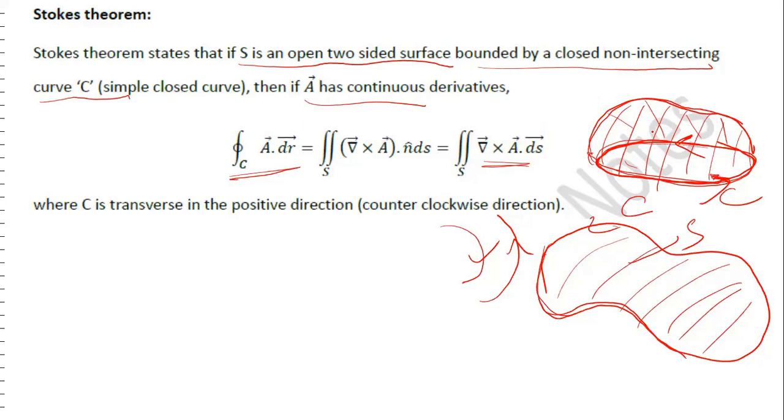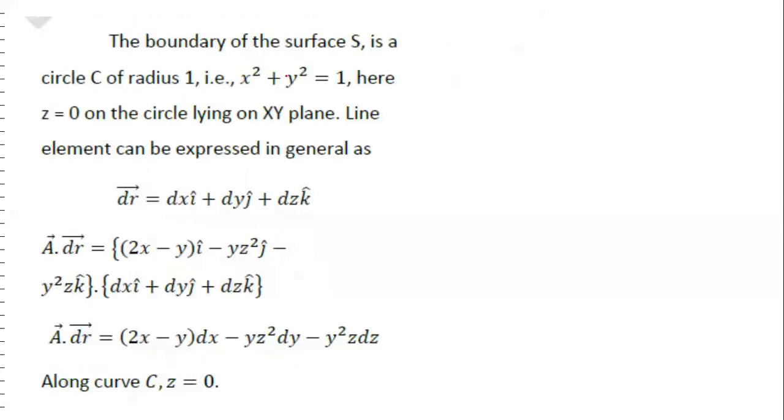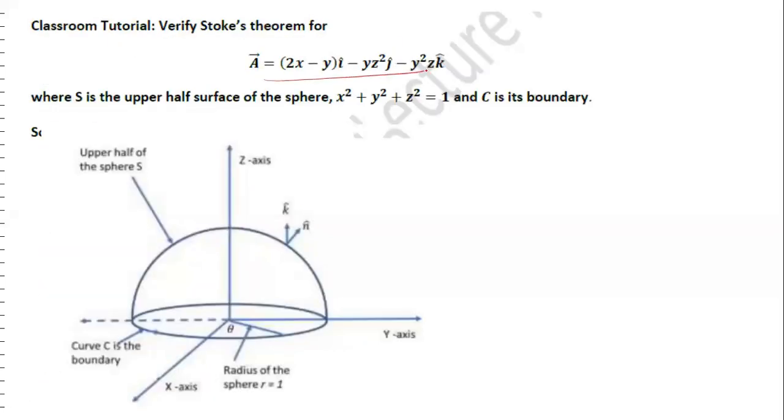Which equals the line integration of this vector field around this closed curve. This is what Stokes theorem says. I think this will be clear to you if you look at this surface. The question here is to verify Stokes theorem for this particular vector field, where S, the surface under consideration, is the upper half of the sphere given by this.